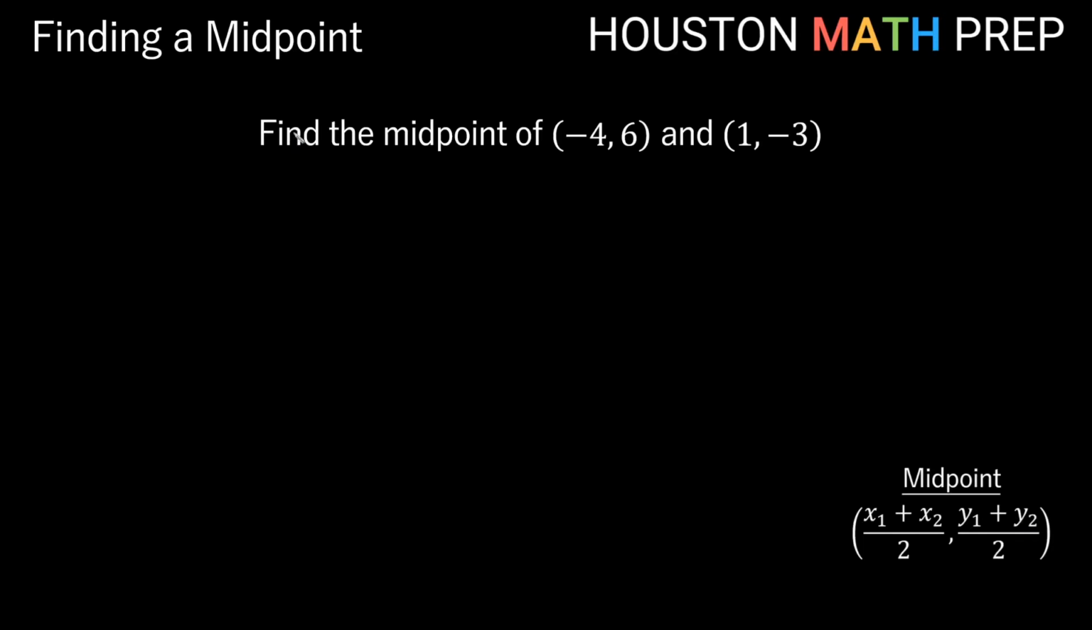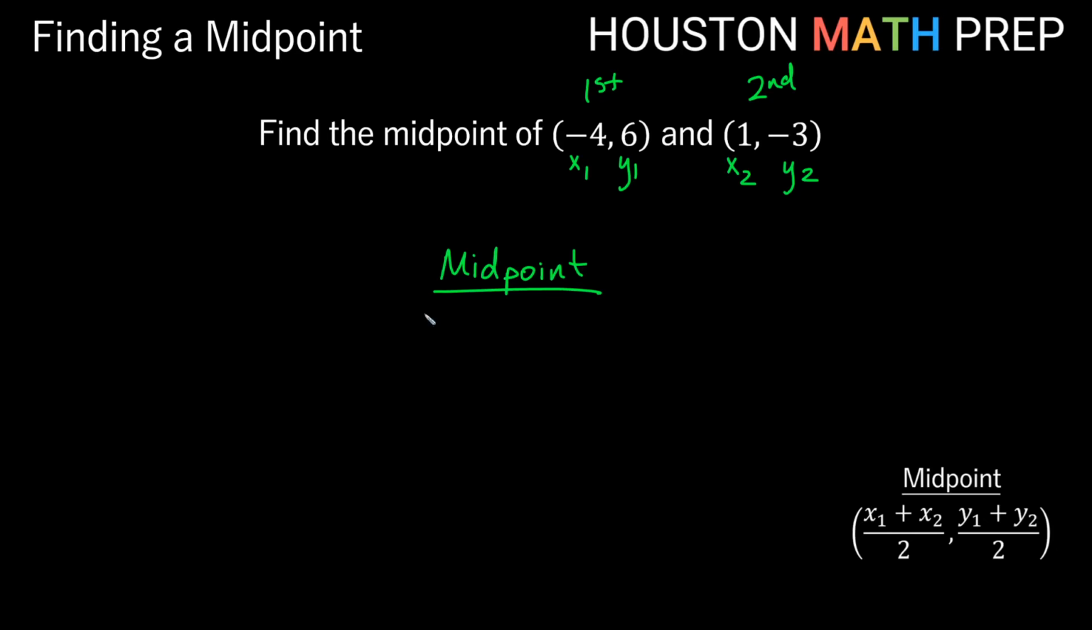Looking at our second one here, find the midpoint of (-4, 6) and (1, -3). So this is my first point. That means x1 is -4 and y1 is 6. My second point here, that means 1 is x2 and -3 is y2. Writing our midpoint using the formula we have down in the corner again.